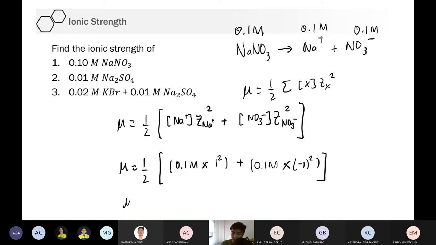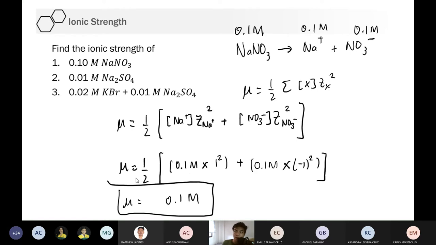Okay? So, overall, what's mu? What's the ionic strength? That's equal to 0.1 molar. I-mental nyo na lang. So, this is 0.1 times 1, the 0.1. 0.1 times, this is already 1. So 0.1 times 1, at the 0.1 then. 0.1 plus 0.1, 0.2 divided by 2, 0.1 ulit na. So ganun lang.